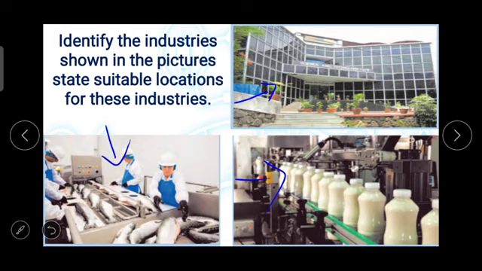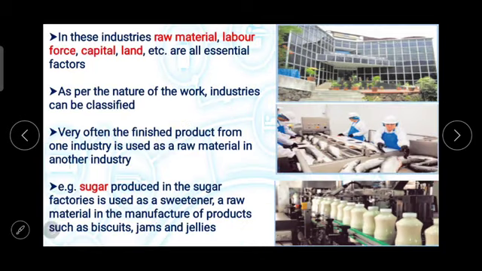Now all the three pictures are related to the concept of industries, but the nature of their work is different. And in these industries, raw material, labor, capital and land, etc. are all essential factors for any industry. Raw material is essential, labor force is essential, capital is very important. You have to think about the capital in the beginning only, and the land also. As per the nature of the work, industries can be classified.